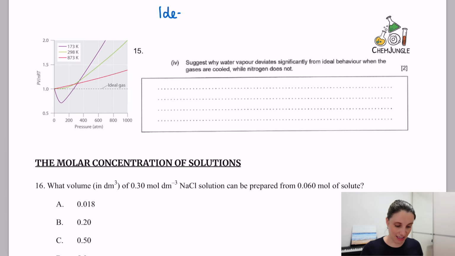And there's this one syllabus point that's all about ideal gases and what an ideal gas means, what we assume when we're saying that PV equals nRT, and why it's not so great all the time, why the numbers aren't great. So you see questions like this, where it says, suggest why water vapour deviates significantly from ideal behaviour when the gases are cooled, but nitrogen doesn't really deviate. And it's a really, really tricky question.